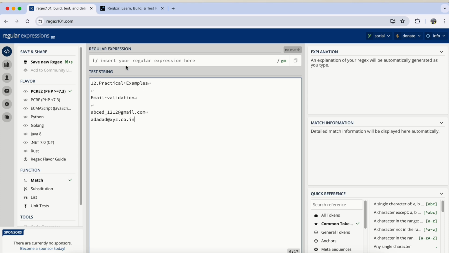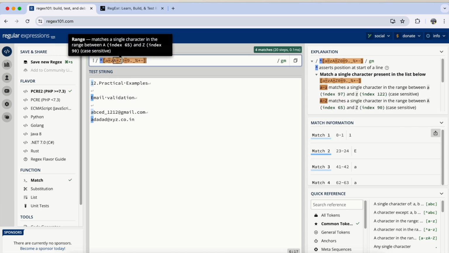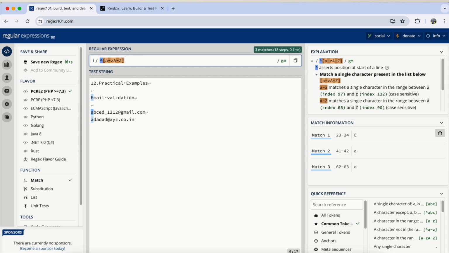So let us try to write a regular expression for matching these email IDs. It means the email ID will start with a character. Now the email ID should start with characters, right? It can start with a to z or capital A to Z, 0 to 9, dot, underscore, percentage, plus, minus. You can remove some symbols. Let us assume that it needs to start with only characters, right? So let us say, okay, it needs to start with characters.